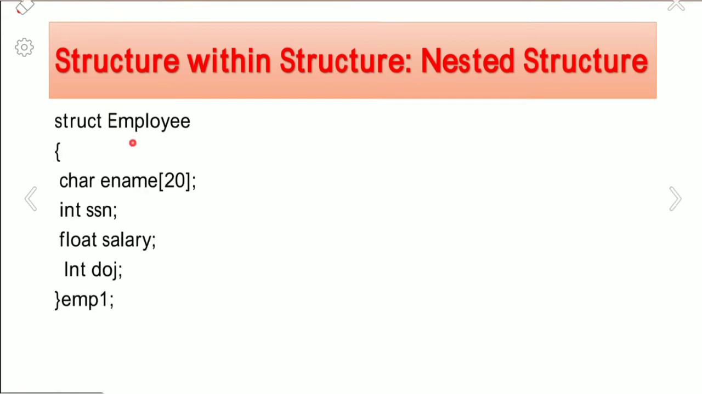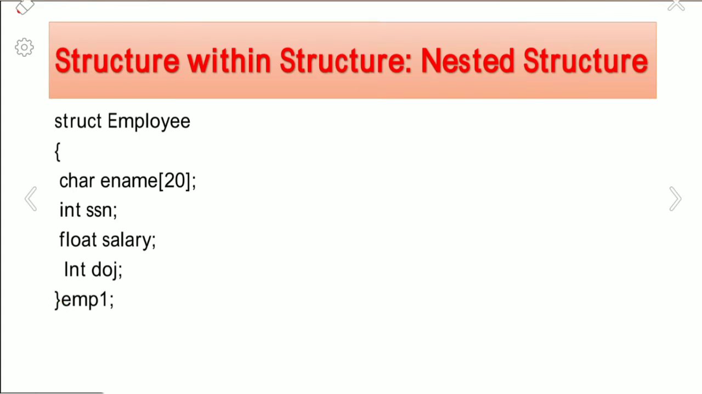Here I am taking an employee structure. The struct keyword is followed by the structure name, that is employee, and then the attributes of the employee: ename, SSN, salary, and date of joining. These are the data members of the employee. Employee structure, followed by the variable employee1.